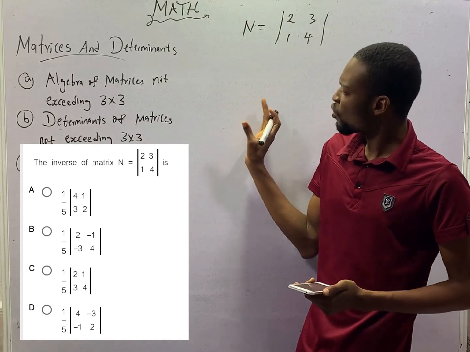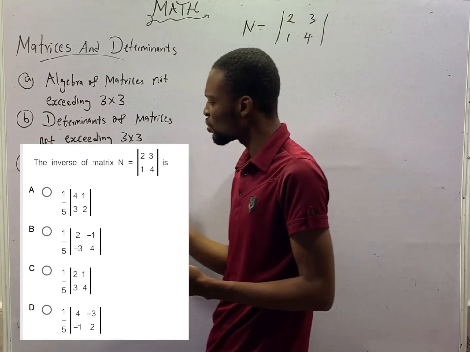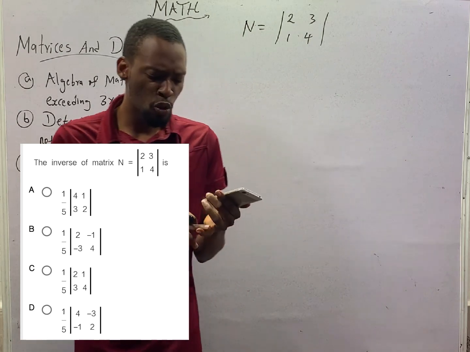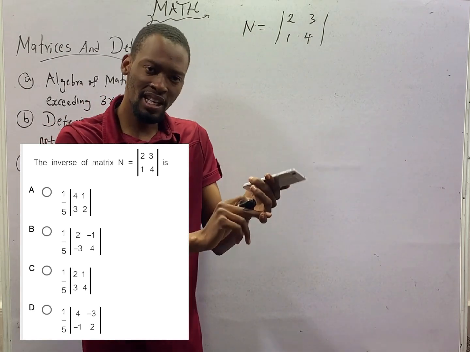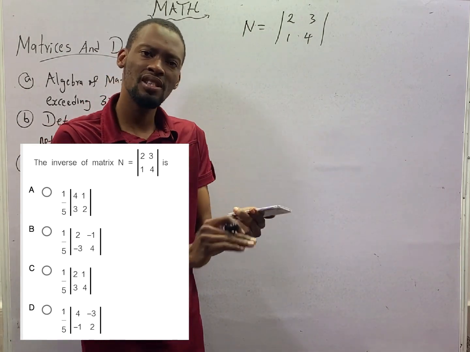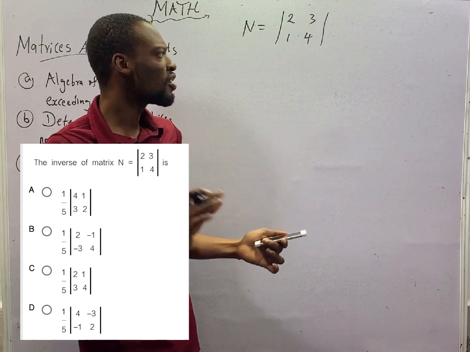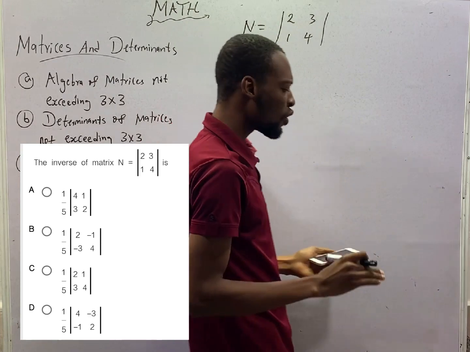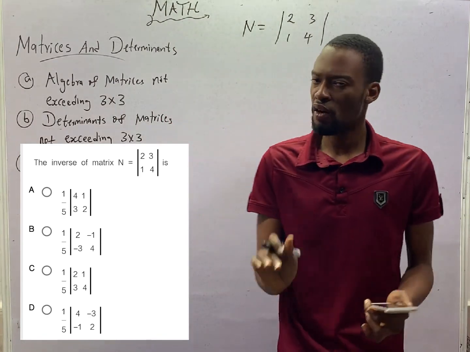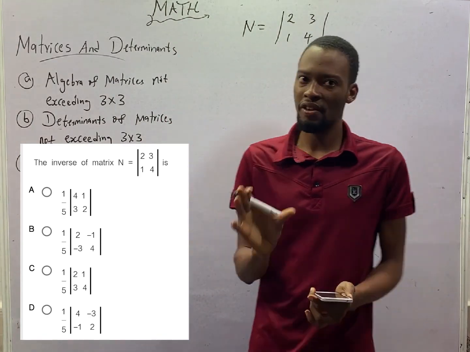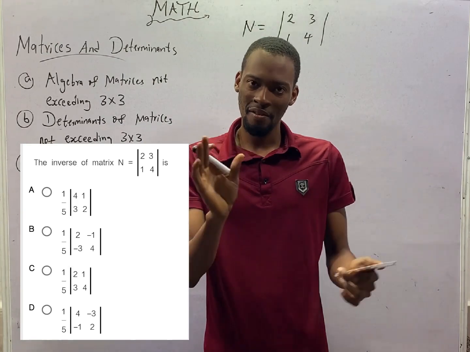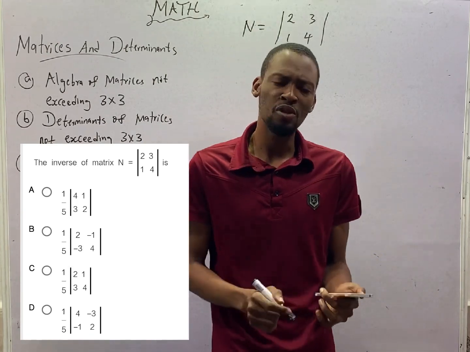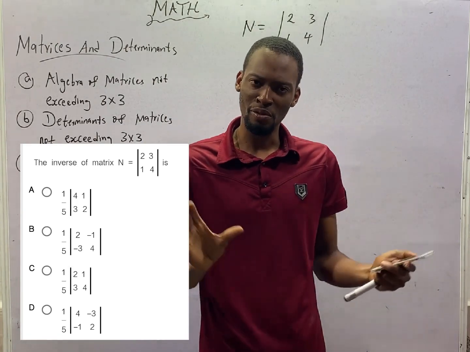At the end of this question, you will understand two things: how to find the determinant of 2 by 2 matrices and how to find the inverse of 2 by 2 matrices. Before you look for the inverse of 2 by 2 matrices, the first thing you do is to find the determinant. How do you find determinants of 2 by 2 matrices?